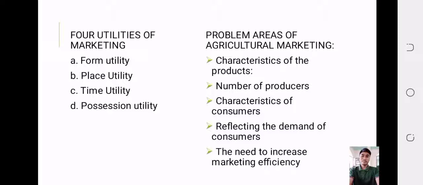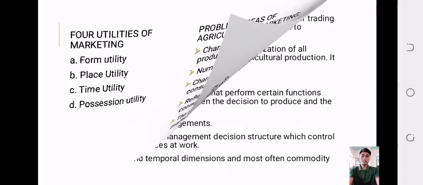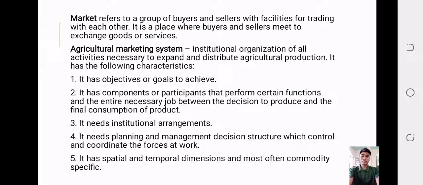Problem areas of agricultural marketing: characteristics of the product, number of producers, characteristics of consumers, reflecting the demands of consumers, and the need for increased marketing efficiency. Market refers to the group of buyers and sellers with facilities for trading with each other. It is a place where buyers and sellers meet to exchange goods or services.